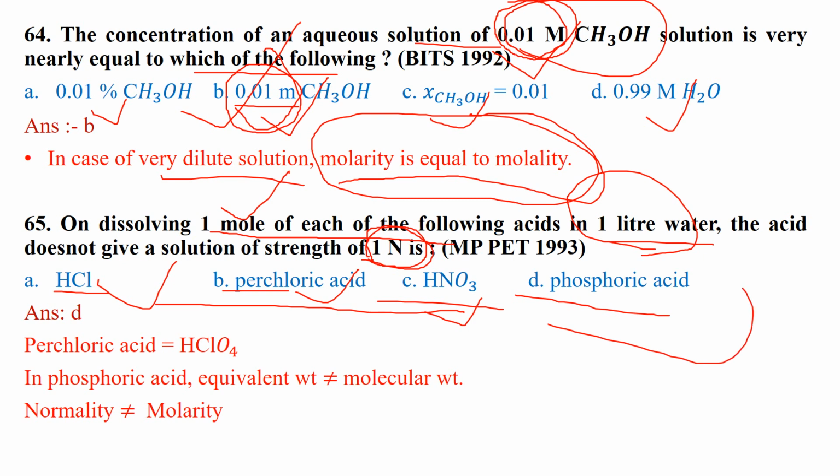However, in the case of phosphoric acid, molarity is not equal to normality. Normality is 3 times the molarity. We have already discussed this. So the answer will be D, phosphoric acid. In the case of phosphoric acid, normality is not equal to molarity.